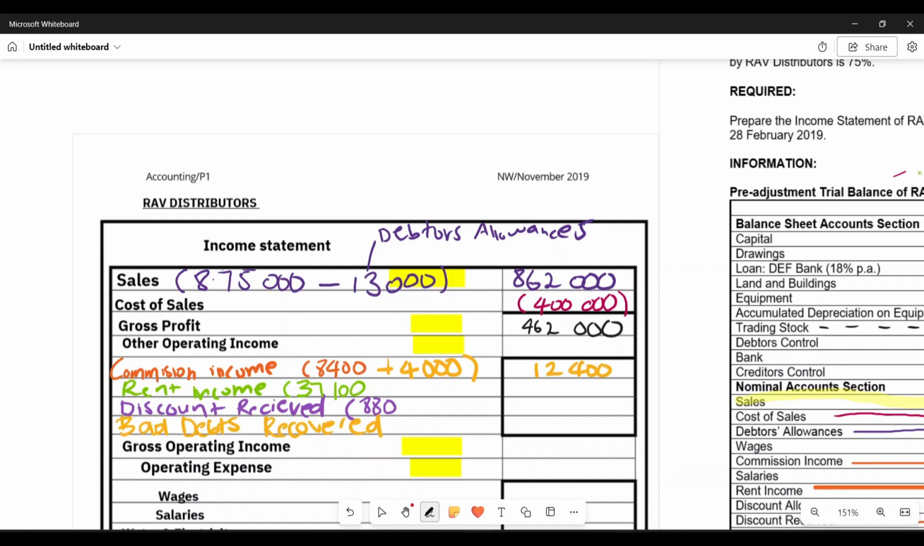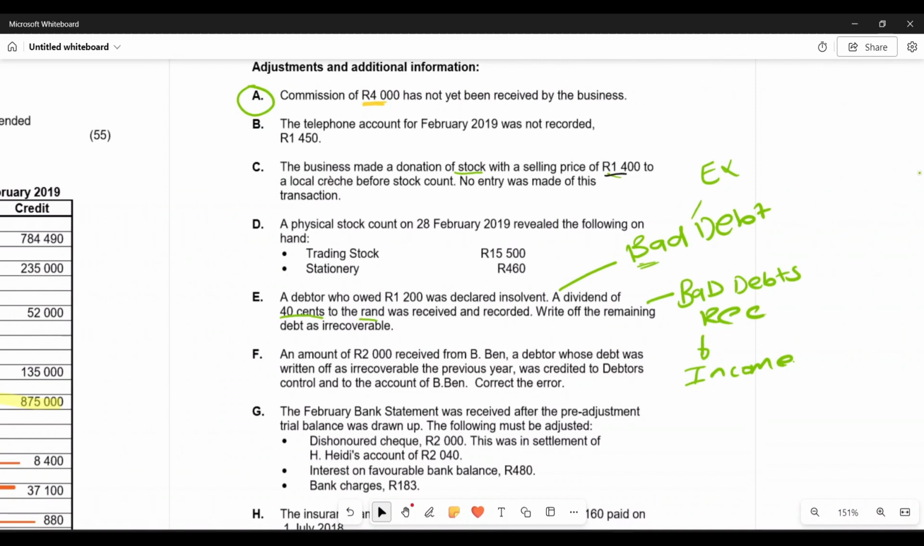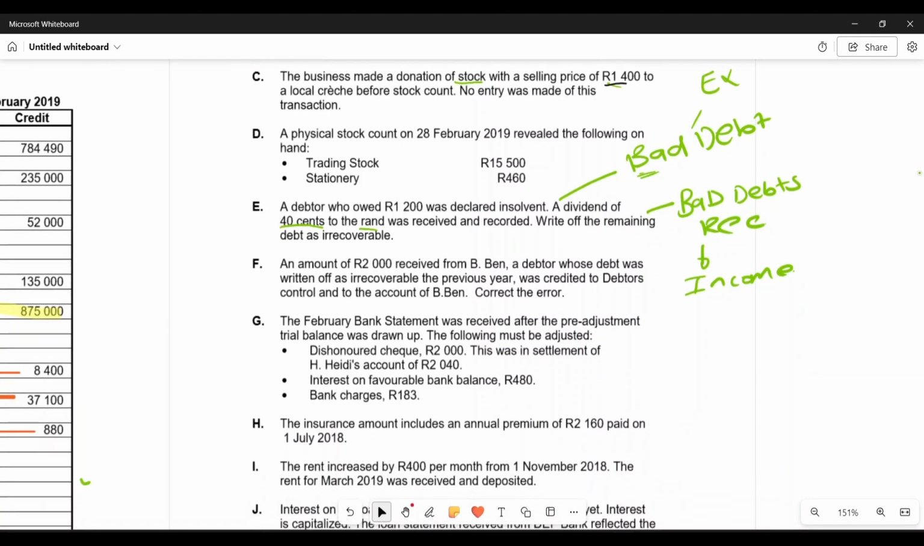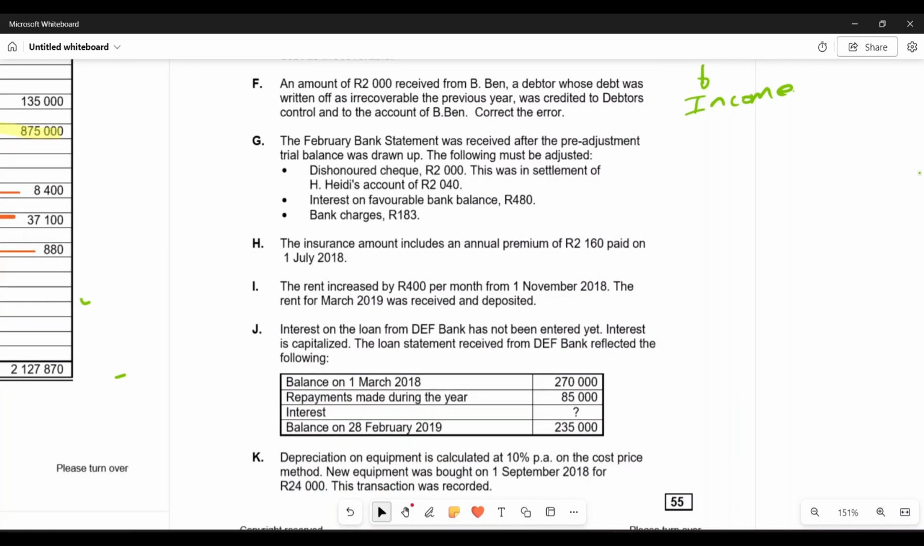Now, let me look for any transaction that may affect my rent income, right? So rent, let me see. I know that there will always be an adjustment for rent. Always just know that you should expect to have an adjustment relating to rent. So as you could see here, I have it. It would always be there.